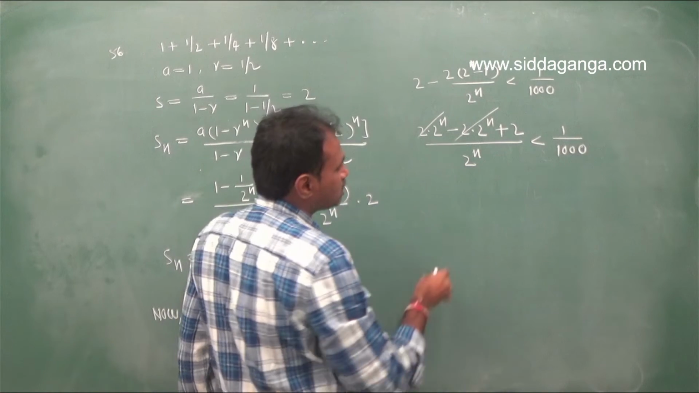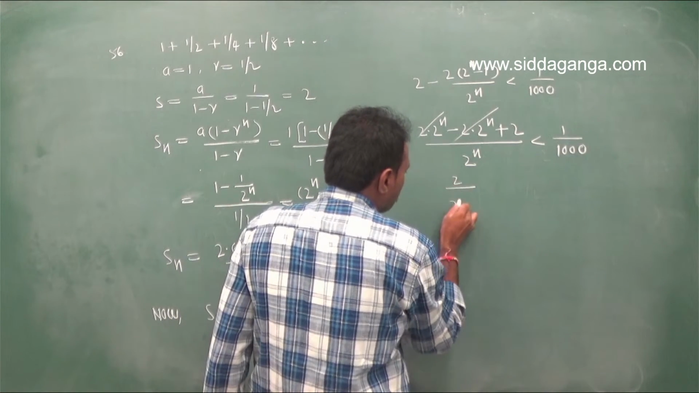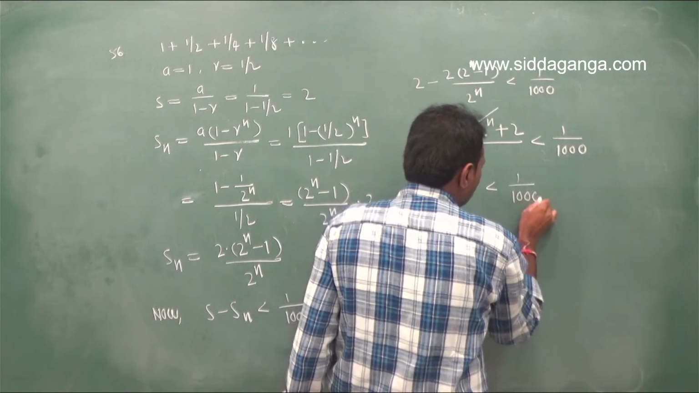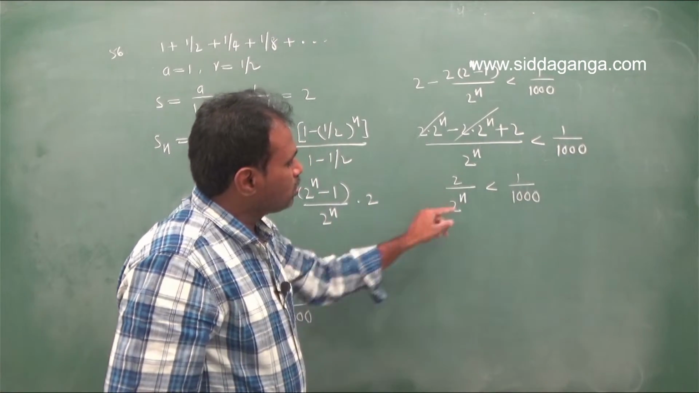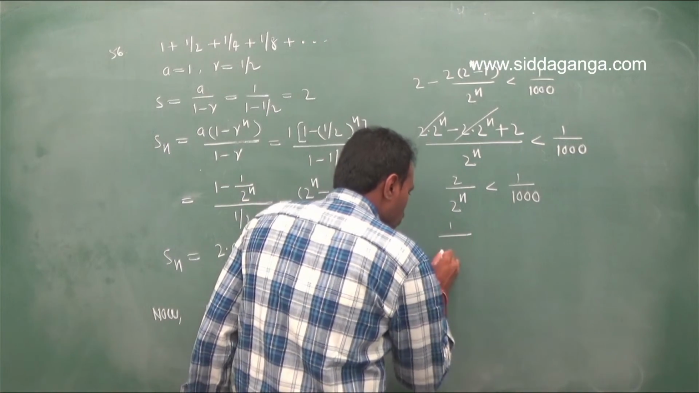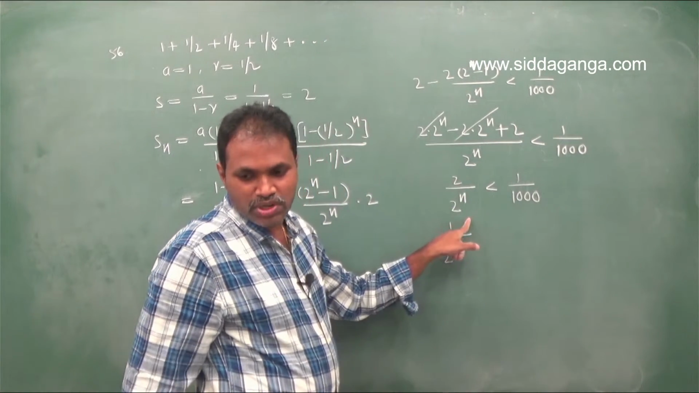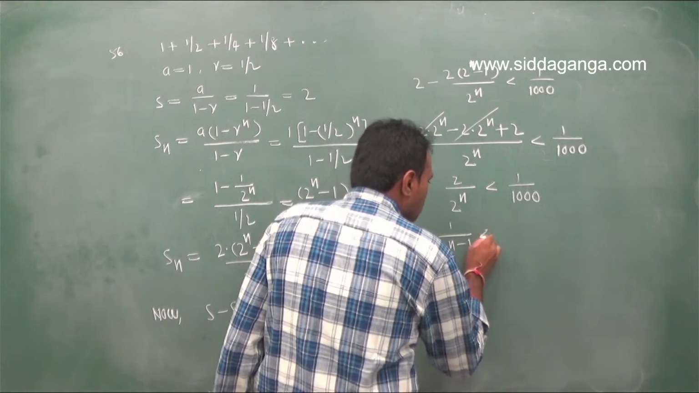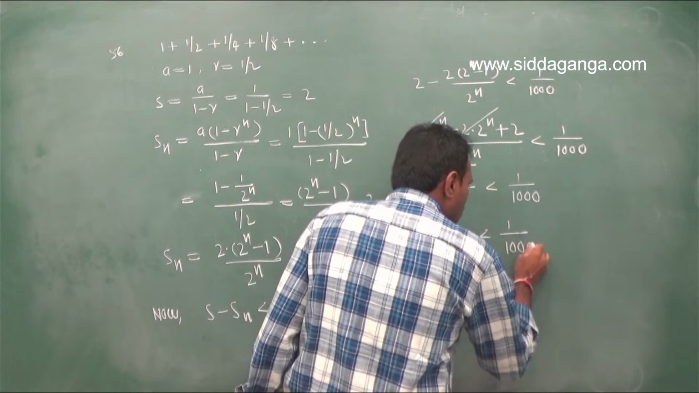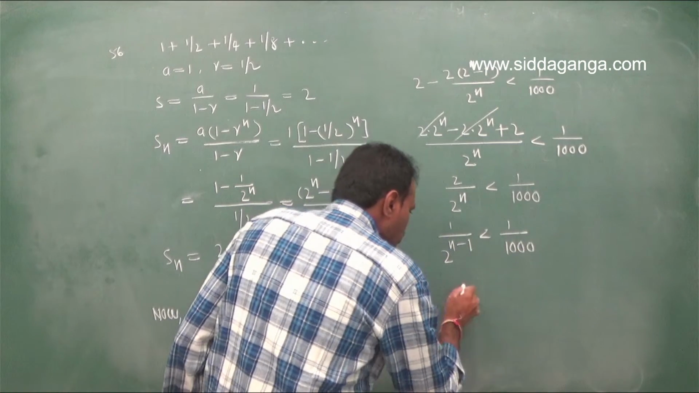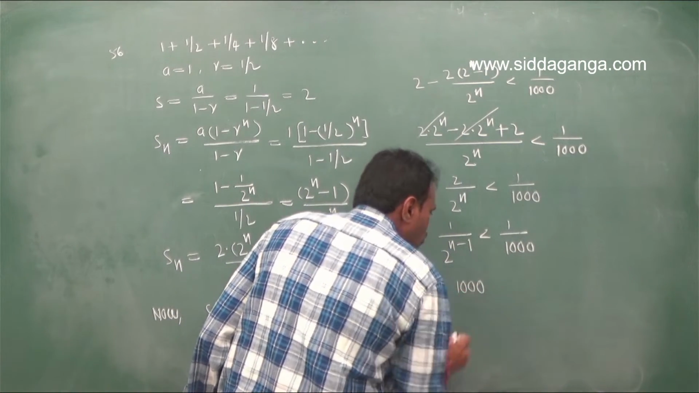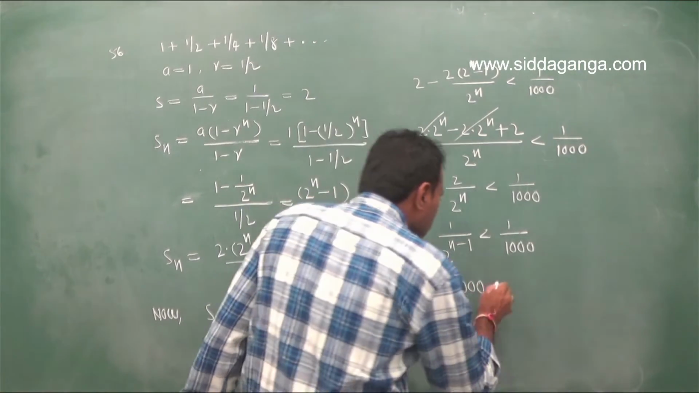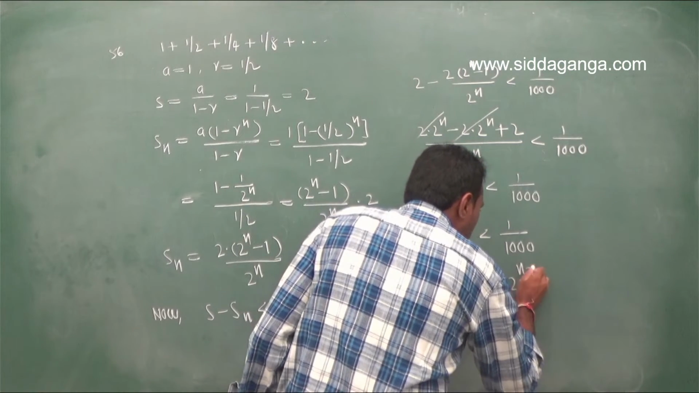These two will cancel, that is 2 by 2 power n is less than 1 by 1000. Now it is 2 power 1 by 2 power n. Write the 2 power n in the denominator, that is 2 power minus n. Therefore 2 power minus n is less than 1 by 1000. Now do cross multiplication: 1000 is less than 2 power n minus 1.